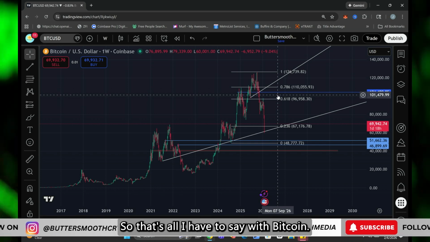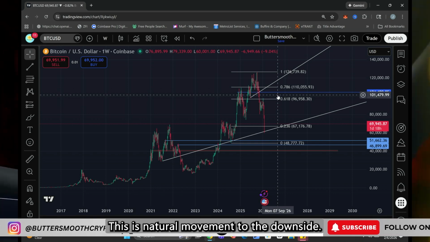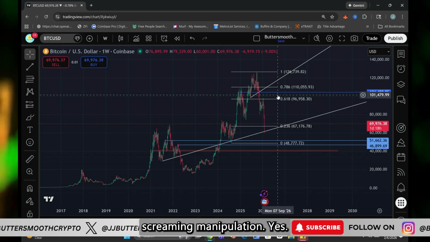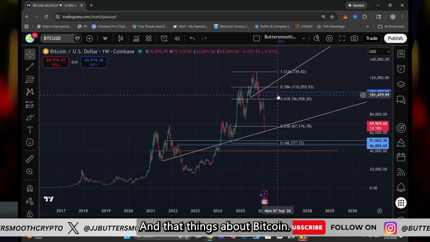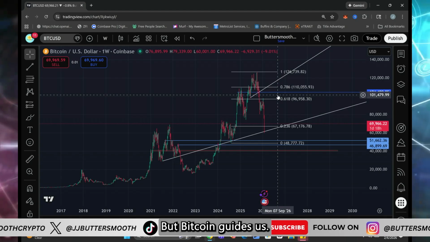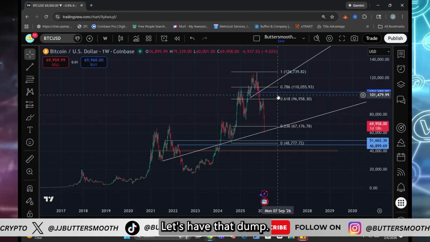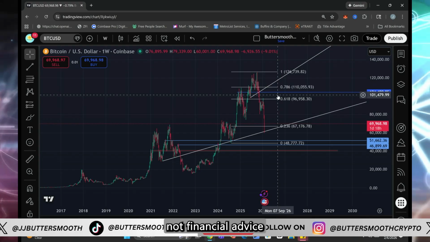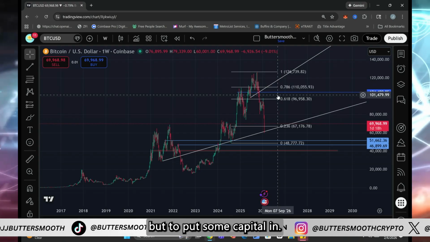So that's all I have to say with Bitcoin. Bitcoin looks good. This is natural movement to the downside. I know people may be screaming manipulation, this and that, but Bitcoin guides us. It's healthy to have a little dump. Let's have that dump. This is the time to buy, not financial advice, but to put some capital in.